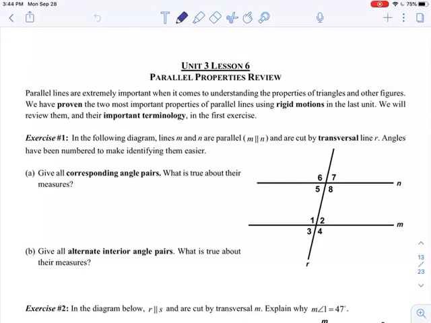Hi, this is Unit 3, Lesson 6, and today we're going to talk about the properties of parallel lines. So I think you'll find this a little bit easier than the proofs that we've been doing.